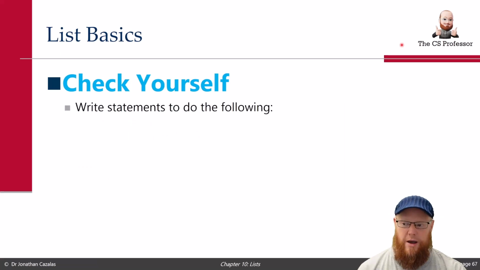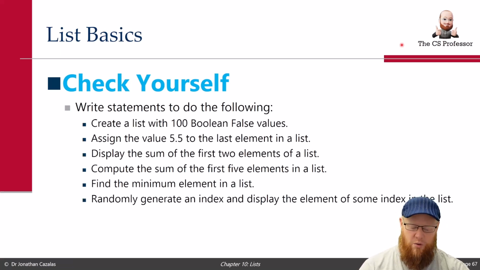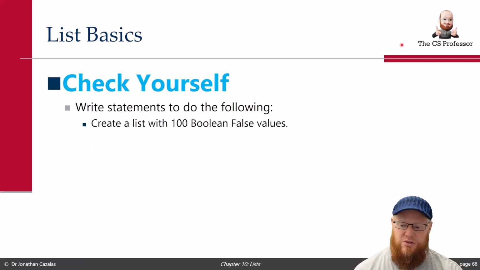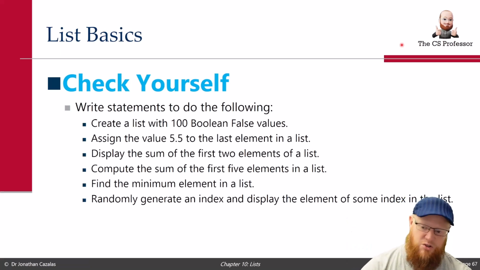Let's understand why, going through this quickly. What we have here is simply we want to write statements for each of the following. Create a list with 100 Boolean false values, assign the value of 5.5 to the last element of the list, and so on, one by one.